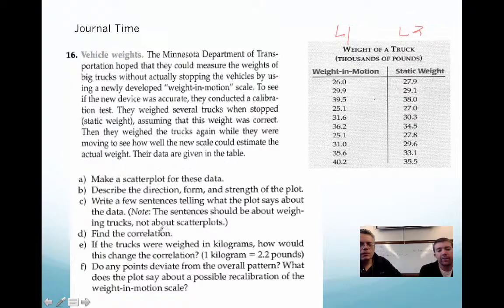Okay, find the correlation. Remember, that's r that we're finding there. If the trucks were weighed in kilograms, how would this change the correlation? You could actually try it: to change to kilograms, you could divide all of those by 2.2 and find the correlation again. But if you think back to what we said in the video about changing units, you should be able to figure out E. And then F, we talked about that, so don't fall for that.